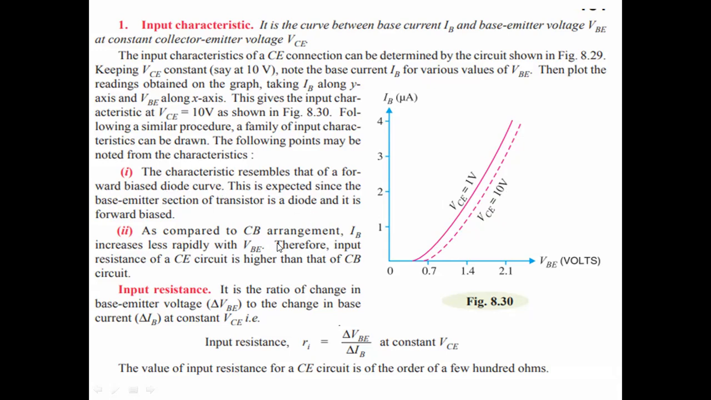As compared to CB configuration, IB increases less rapidly with VBE. So that's why input resistance is somewhat higher than the CB configuration. The input resistance is of the order of a few hundred ohms, and the input resistance is the change in VBE by the change in IB. I think you know how to take the change in VBE by change in IB. The value of the input resistance for the CE circuit is of the order of a few hundred ohms.